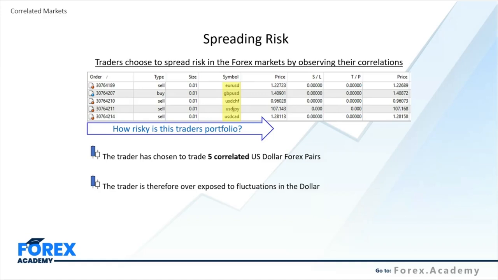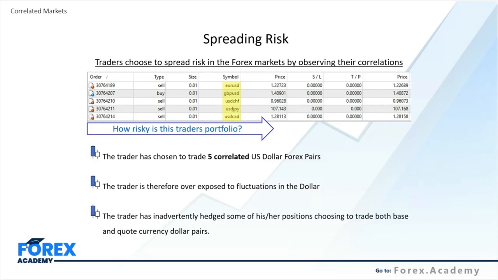I suppose the main point I would like to make is that there is a certain realization that you need to understand: you're effectively really trading the US dollar here. You're heavily invested in price fluctuations in the US dollar. You're not necessarily only trading the euro, the pound, the Swiss franc, the Japanese yen, and the Canadian dollar. You're effectively very heavily invested in the US dollar, of course, relative to swings in these other currency pairs. But if there's going to be news flow, perhaps a change in monetary policy from the Federal Reserve, in the previous or next day, this is of course going to have a huge effect on the underlying value of this portfolio, given the exposure to the US dollar. So the trader has inadvertently hedged some of her positions, choosing to trade both base and quote currency dollar pairs.